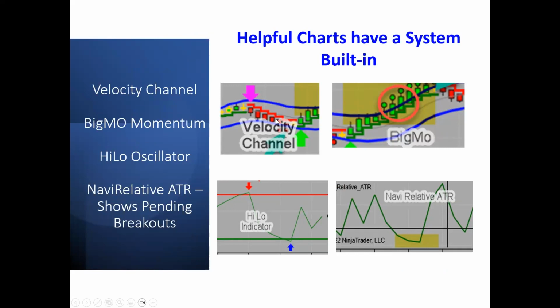Upper left here, we've got the velocity channel. That will show you that markets tend to trade within these channels, and this works in really any time frame, even down to a 20-second chart. Upper right, we've got the Big Mo indicator. The green dots indicate current momentum on the short-term charts. Lower left is the high-low indicator, our own proprietary oscillator. And the lower right is the Navi relative ATR, which will show you points where the market is ready for a breakout. Remember what we talked about earlier for those breakout trades.